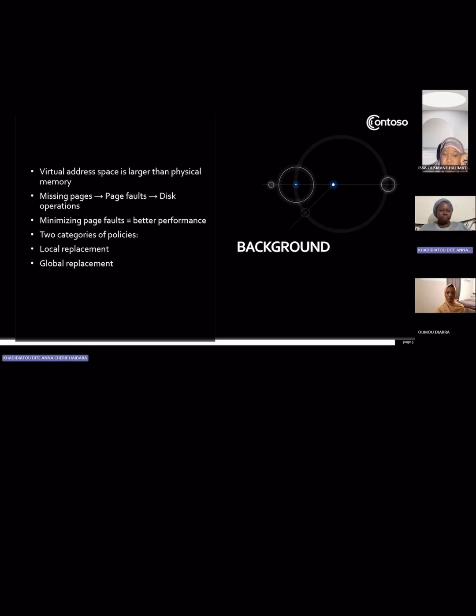So I'm going to take them one by one. I'm trying to be quick. The virtual address space is larger than physical memory. That means that programs see a very large address space, but the actual physical memory is much smaller. Virtual memory bridges this gap.